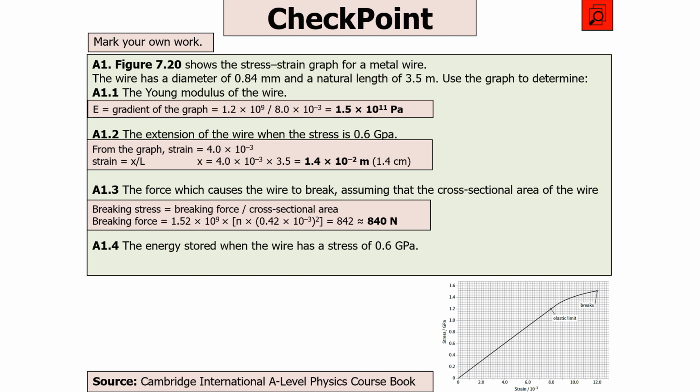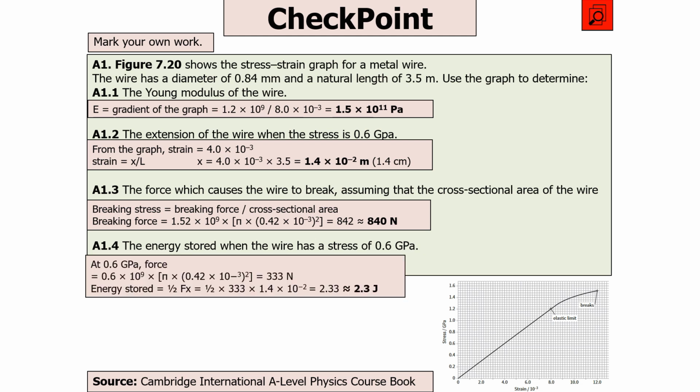Now remember, we're given diameter in millimeters, so we half it to get the radius. We times by 10 to the minus 3 to get it into meters. Then we can say pi r squared to work out the cross-sectional area, and we get out 840 newtons.